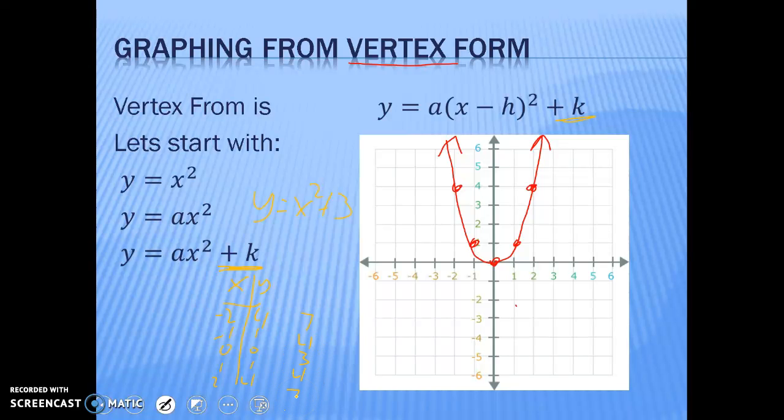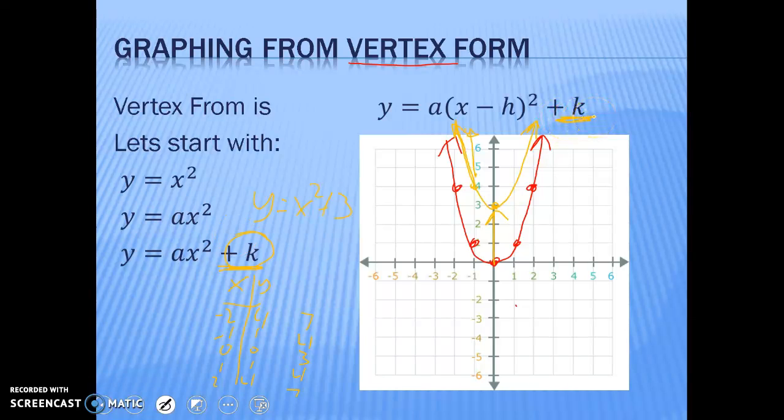In other words, I'd have a point here at (0, 3), at (1, 4), at (-1, 4), at (2, 7), and (-2, 7), and my parabola over here would look like this. What happened is that my red parabola just slid up 3 units. So the k value just slides the parabola up 3 units.